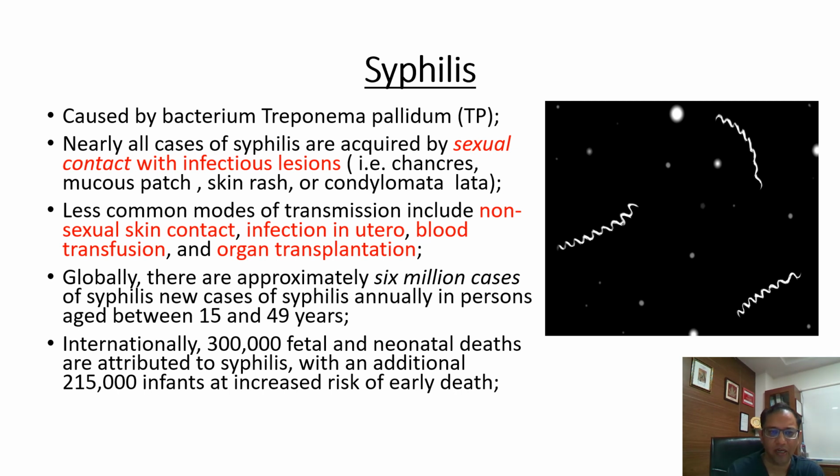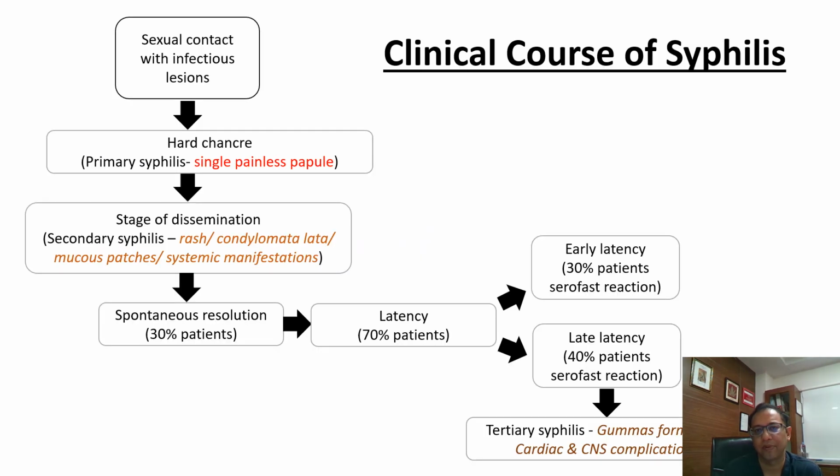Globally, there are 6 million new cases of syphilis annually in persons aged between 15 to 49 years. There are 3 lakh fetal and neonatal deaths that are attributed to syphilis, with an additional 215,000 infants at increased risk of early death. So it is a problem that we all know of, and we need to cater to the response and the testing that we perform in our lab.